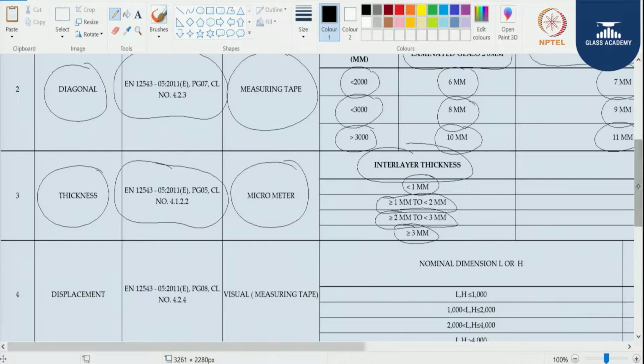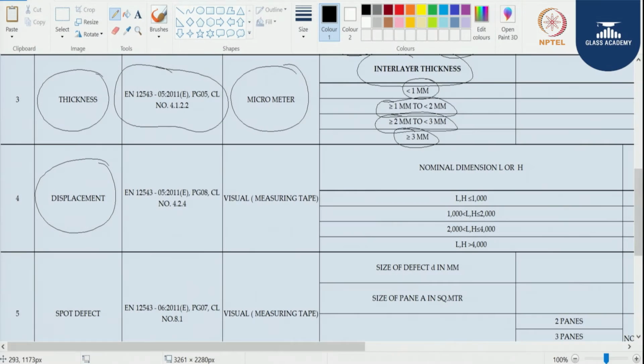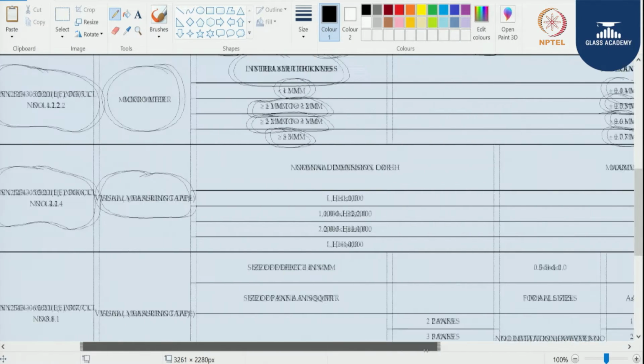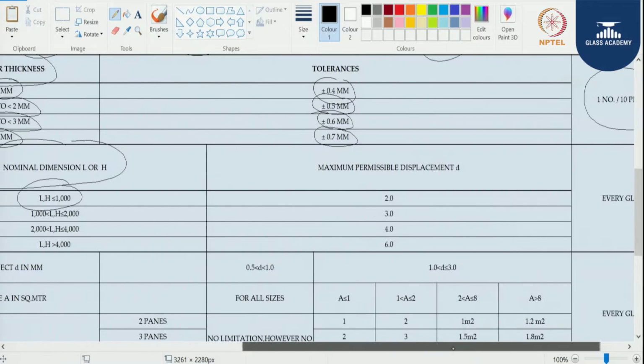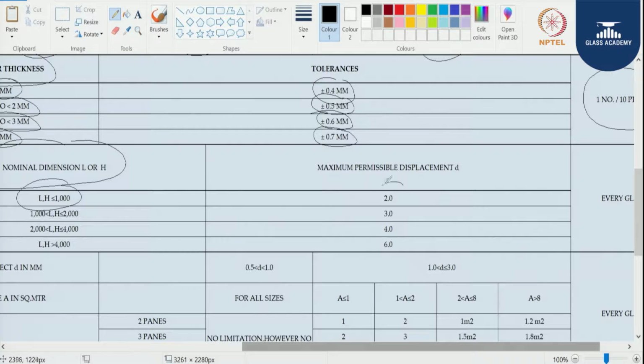Next, let us understand the next test parameter, that is the displacement or the offset. The standard we follow is EN 12543 part 5, and generally we measure the displacement visually or with the measuring tape. Here also we need to understand the nominal dimensions. The displacement is always dependent on the dimensions of the glass. If my panel size is less than or equal to 1000, the maximum displacement allowed is 2 mm. If my panel size is between 1000 and 2000 mm, the displacement allowed is 3 mm.